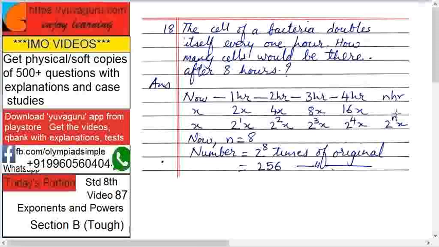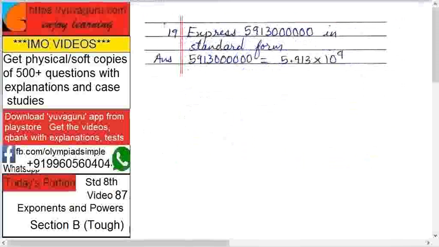But what is 2 raised to 8? 2 raised to 8 is 256. Right? You must remember this. 2 raised to 1, 2, 3, 4, 5 up to 2 raised to 6 is 64. 2 raised to 7 is into 2 means 128. 2 raised to 8 is 256. 2 raised to 9 is 512. 2 raised to 10 is 1024. So the answer is it will be 256 times that of the original bacteria when we started.